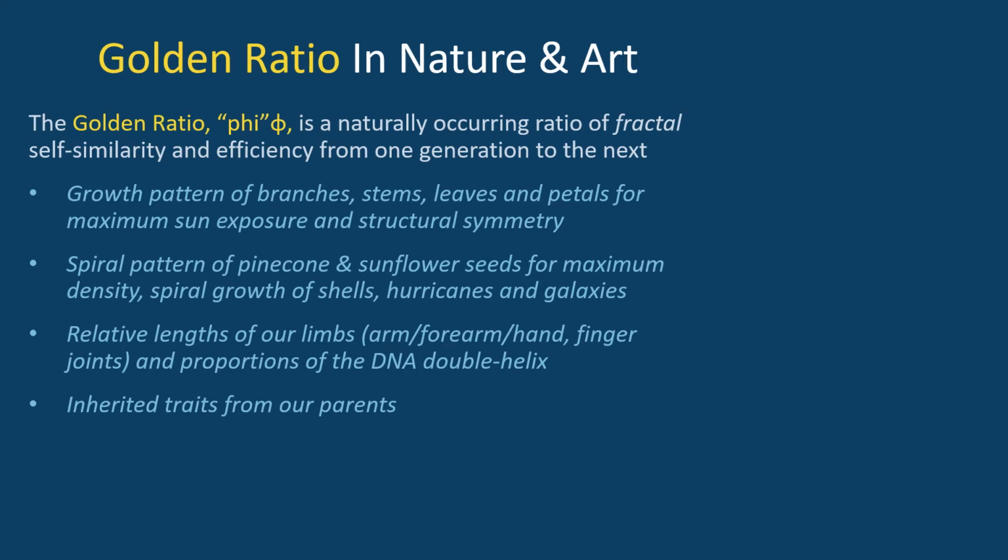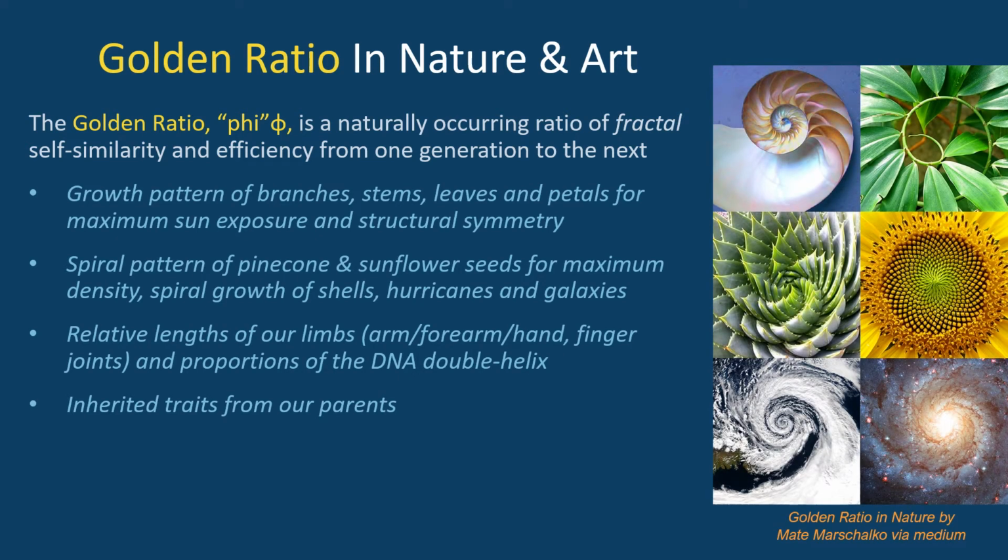As such, phi describes the self-similar or fractal way that natural systems retain their defining characteristics with each iteration, essentially of the energy invested into evolution being conserved. We see this in the staggered pattern of branches, stems, leaves, and petals for maximum exposure to the sun and structural symmetry around a central stalk, the spiral pattern of pine cone and sunflower seeds for maximum pack density, the spiral growth of nautilus shells, hurricanes, and galaxies, and the relative lengths and proportions of our limbs, such as arm to forearm, hand, and our finger joints, and even the dimensions of DNA. And last but not least, the physical traits we inherit from our parents and their parents before them.